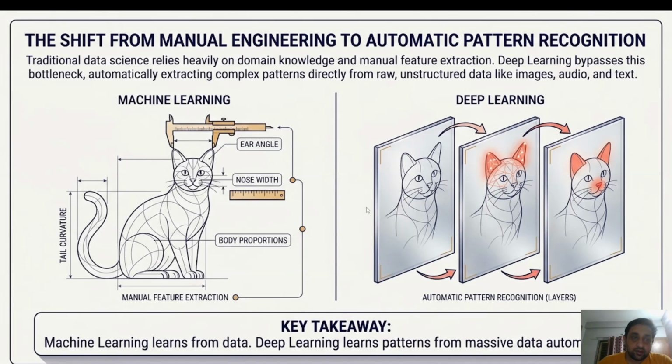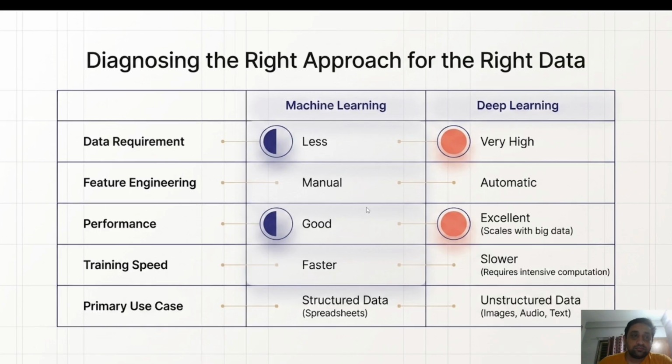Key takeaway. Machine learning learns from data. Deep learning learns patterns from massive data automatically. This is the superpower that changed everything. Now let's move on to choosing the right approach for the right data.